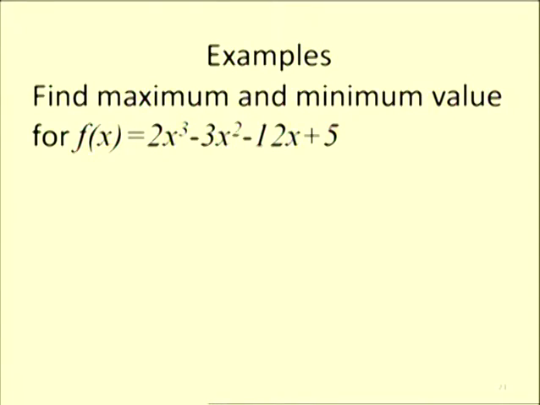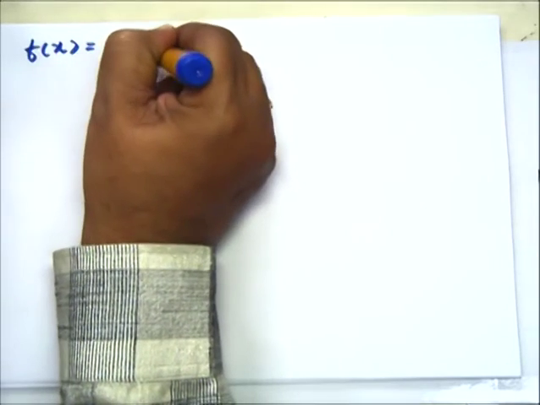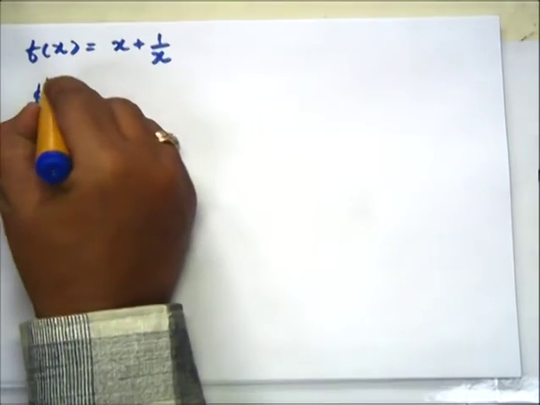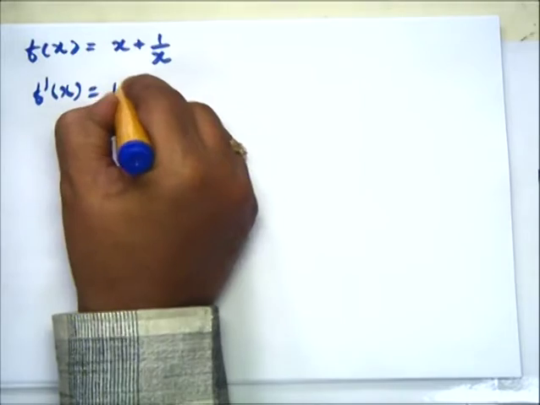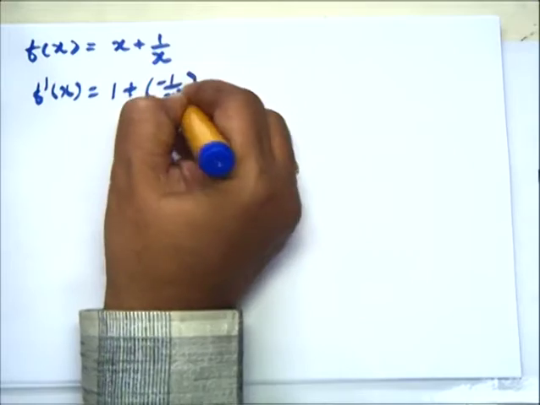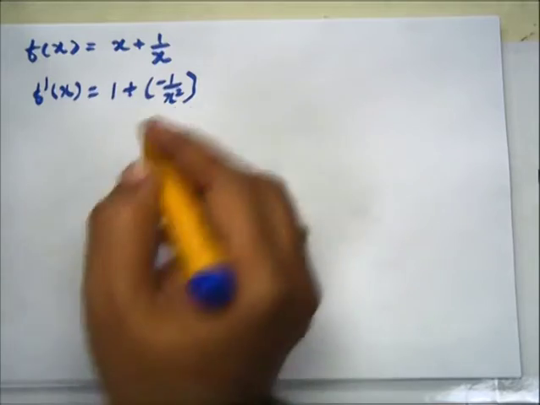Now let us solve one more example. The function given here is f(x) is equal to x plus 1 upon x. Now let us differentiate it with respect to x. So f dash x is equal to 1 plus the derivative of 1 upon x, which is minus 1 upon x square. 1 upon x is x raised to minus 1, so its derivative is this.